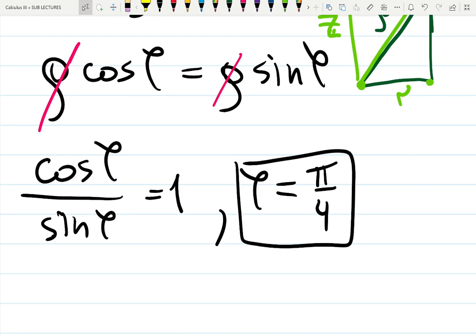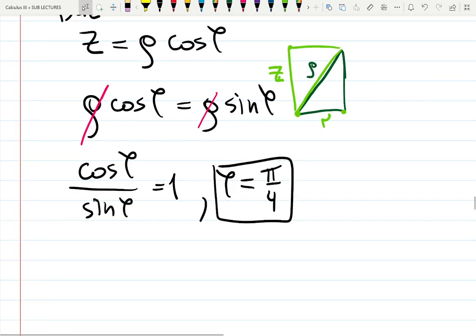So that always is the hard part. You will struggle with this part, but then integration becomes very simple. So let's complete the integral.